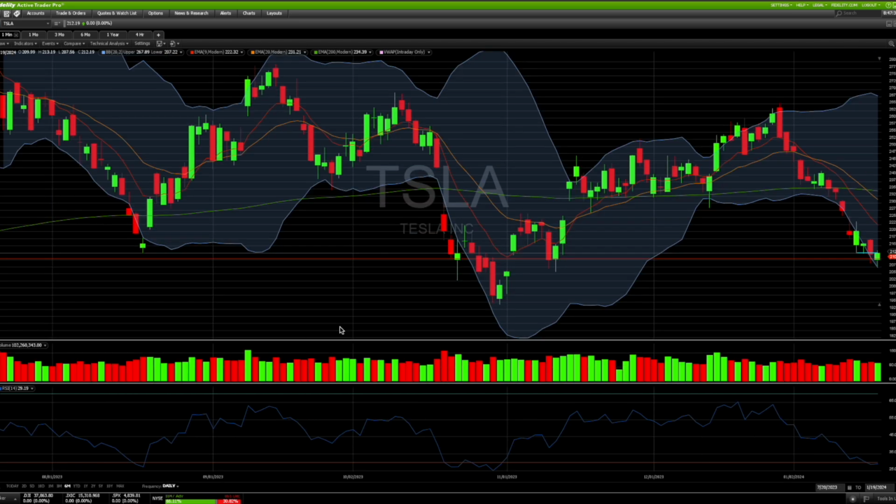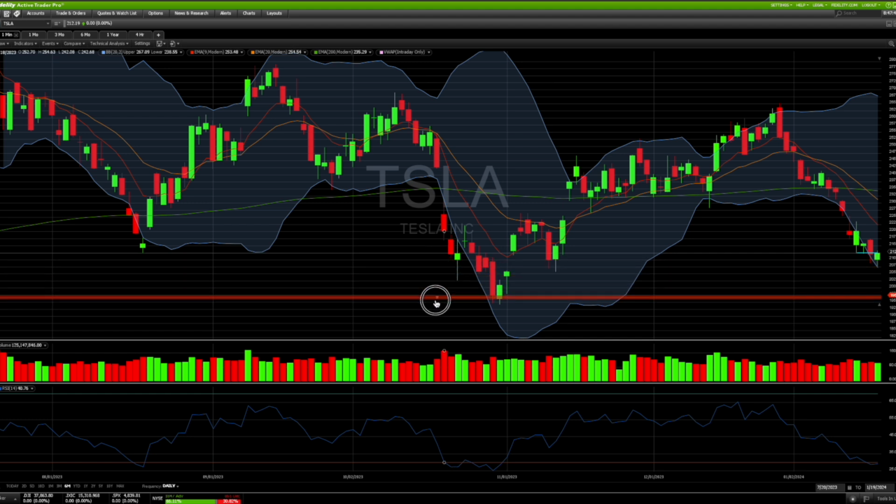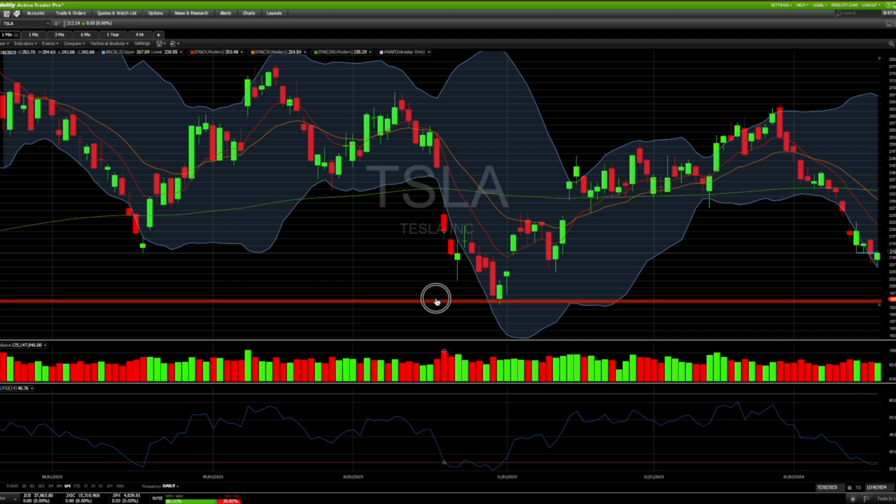So for me, when I look at this stock, if it is going to sell off, as you can see here, 210's trying to hold. But the ultimate low is really at like 195, 196. So that's definitely a potential of where we could be headed.